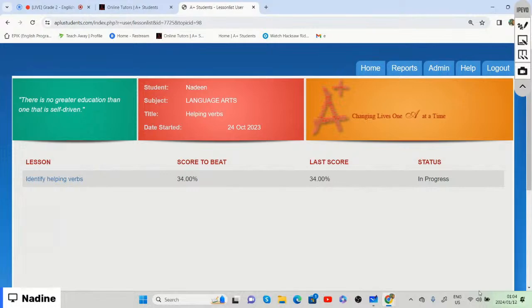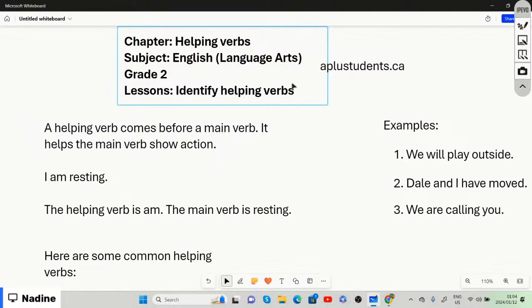All right. So our chapter is helping verbs. The subject that we're doing is English language arts, grade 2. And the lesson that we will be focusing on under the chapter of helping verbs is to identify helping verbs. So our lesson is going to be where we will be identifying helping verbs.